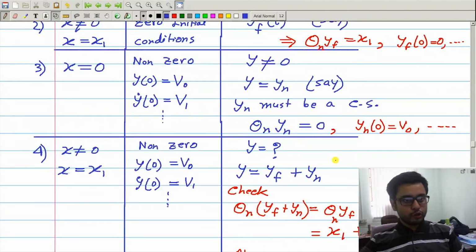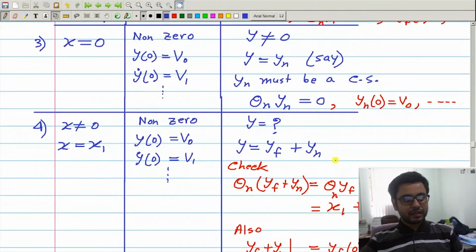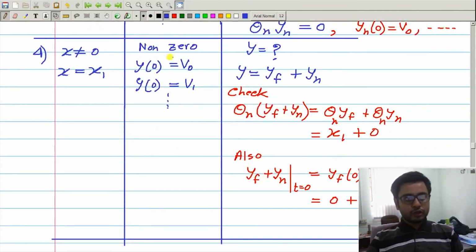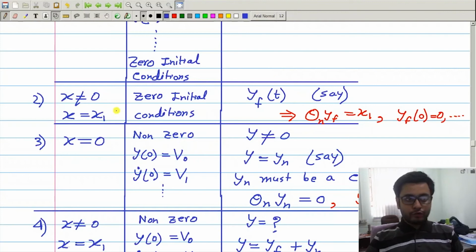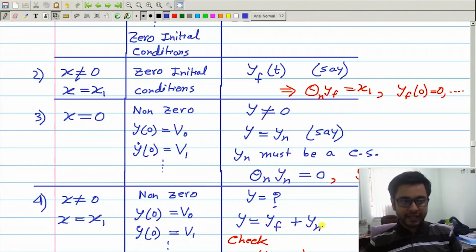So we conclude that if you have both non-zero initial conditions and non-zero input, then the output will be the sum of the two outputs y_f and y_n, where y_f is the output for the non-zero input and zero initial conditions, and y_n is the output for zero input but non-zero initial conditions. It is like a superposition.